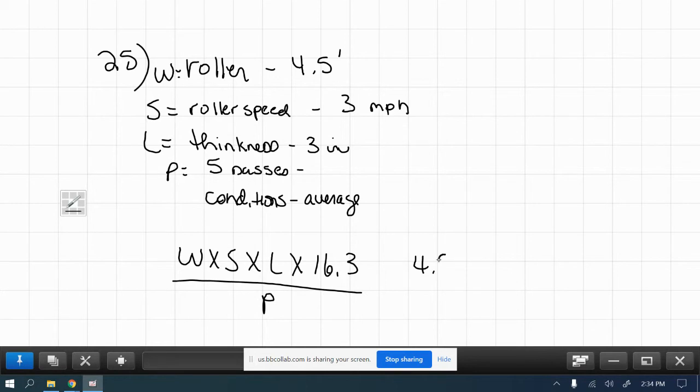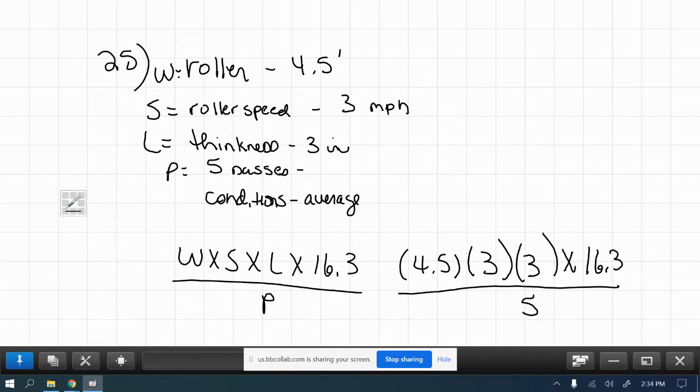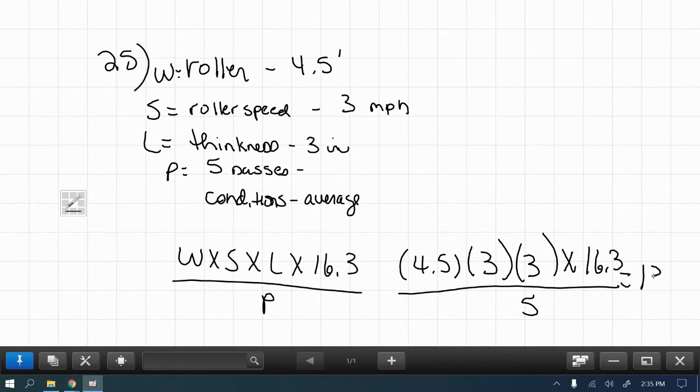So W would be 4.5. Speed is 3. Don't have to worry about units. 3 inches times 16.3, divided by the number of passes, which would be 5. You should get roughly 132.03. Okay. And when it gives you that, the answer will be in cubic yards per hour.